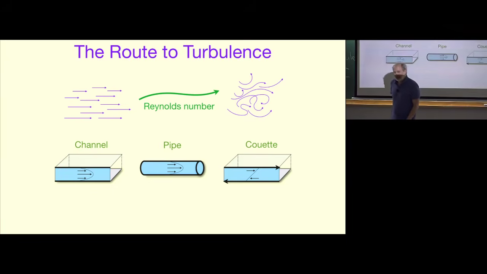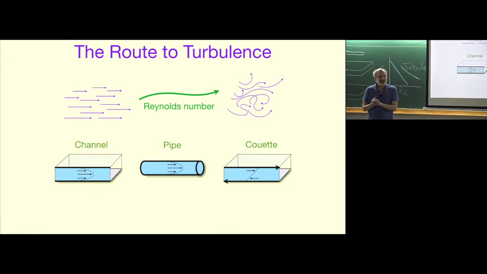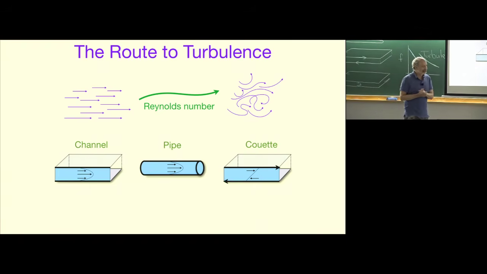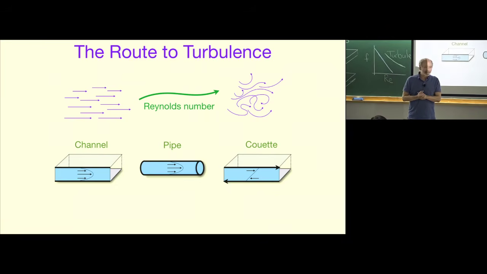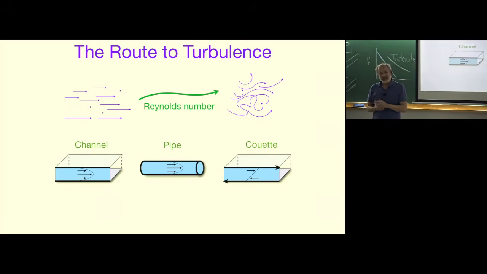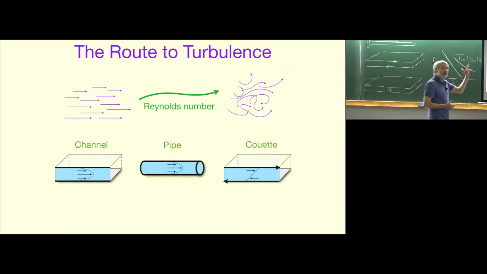So I want to talk about the route to turbulence in fluid flow. I think it's generally known turbulence is the great unsolved problem of classical physics, and there are many ideas about what the solution to the turbulence problem would be. I want to talk about something very specific, which is: how do flows become turbulent?